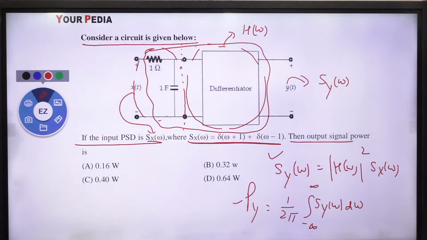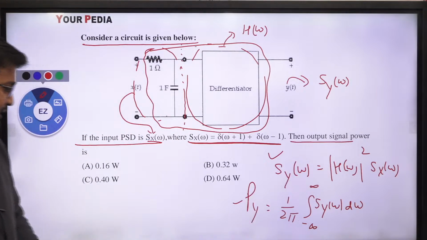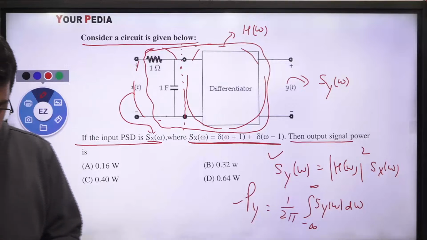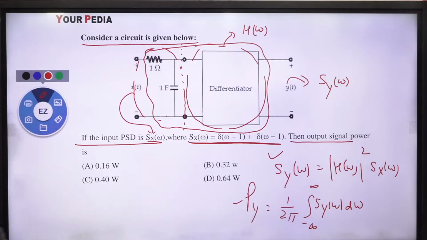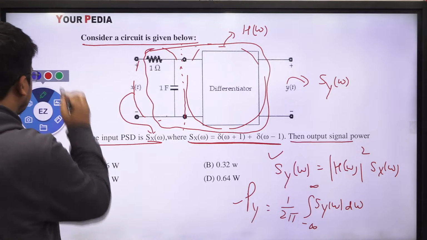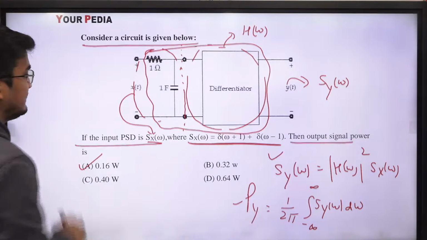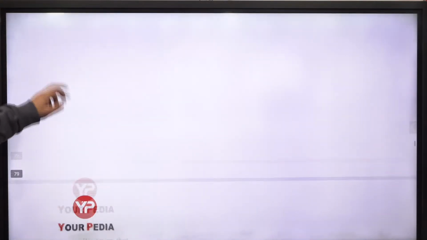Tell me the answer, guys. What will be the answer for this? Tell me the answer for this. Do it fast. See guys, I'm giving you people the hint also. Tell me the answer fast, please. We have less time. So the answer is A, guys. Okay, now let me tell the solution.